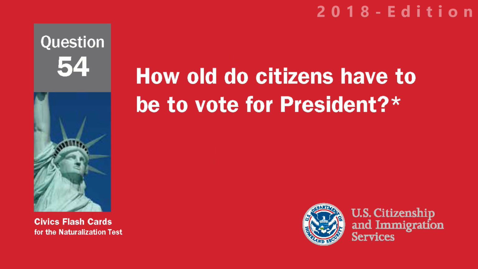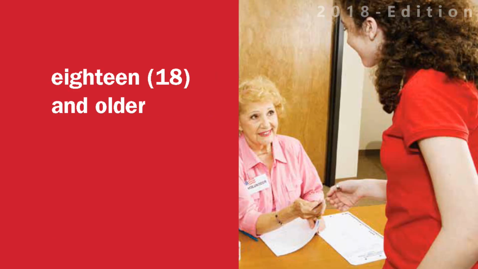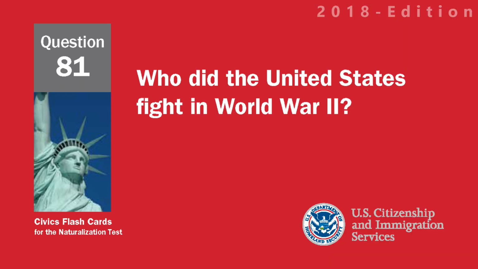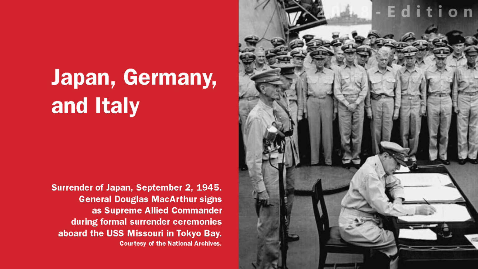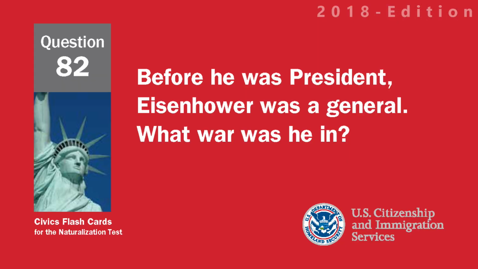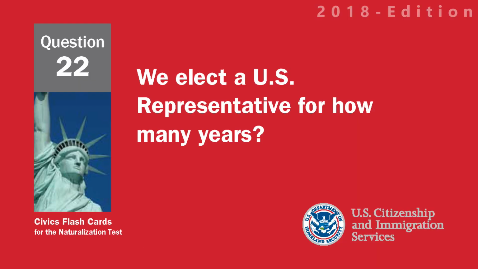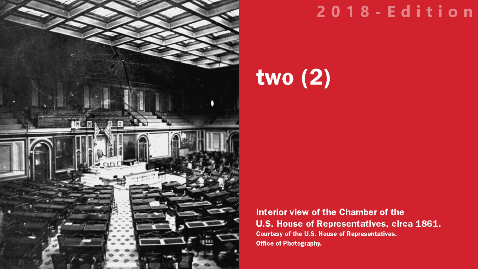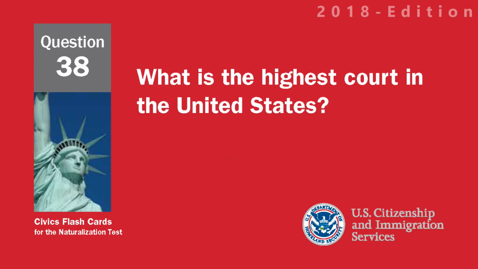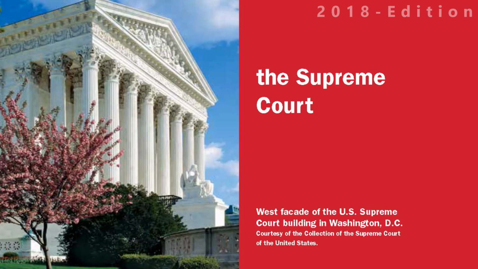How old do citizens have to be to vote for president? 18 and older. Who did the United States fight in World War II? Japan, Germany, and Italy. Before he was president, Eisenhower was a general. What war was he in? World War II. We elect a U.S. representative for how many years? 2. What is the highest court in the United States? The Supreme Court.